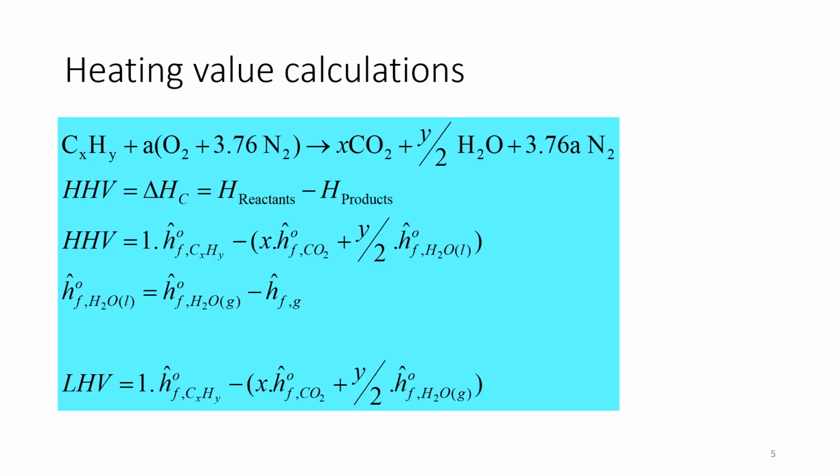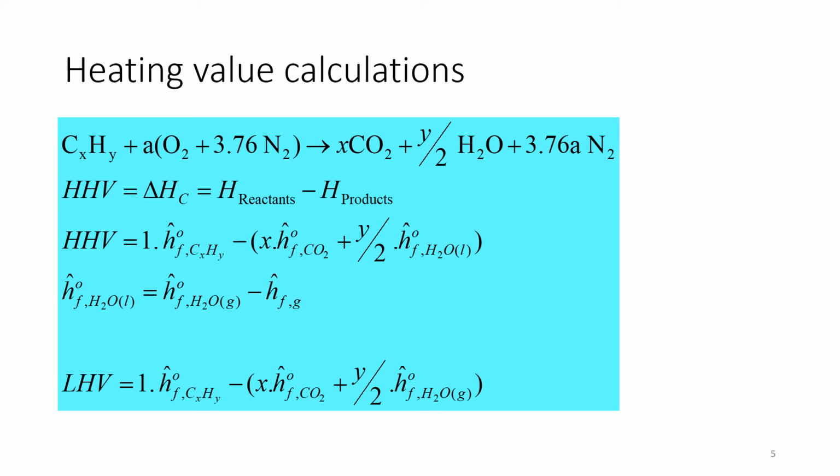Let's consider fuel CxHy going through a combustion process. The higher heating value is given by heat of combustion between reactants and products. Here I represent higher heating value using extensive enthalpies. Enthalpy of formation of CxHy accounts for the reactant's enthalpy. Enthalpy of formation of air is 0 at standard conditions, so we can neglect it here. Products enthalpy is given by carbon dioxide and liquid water formation enthalpies.